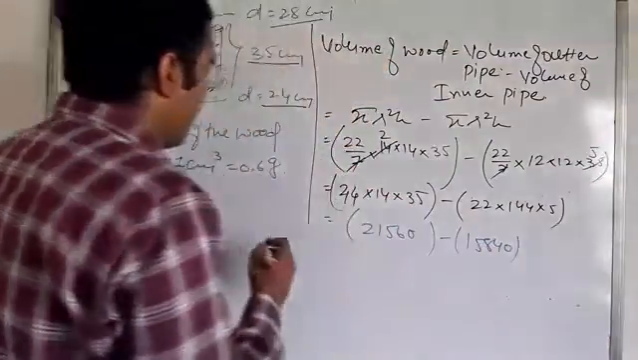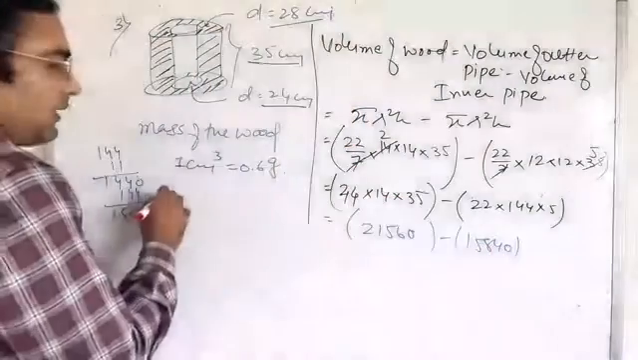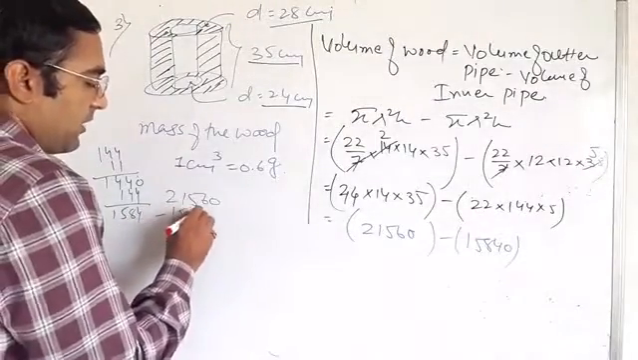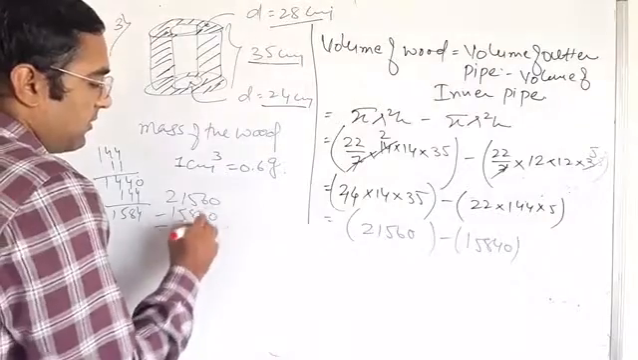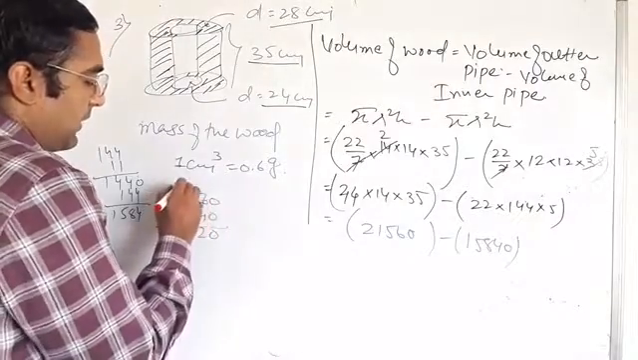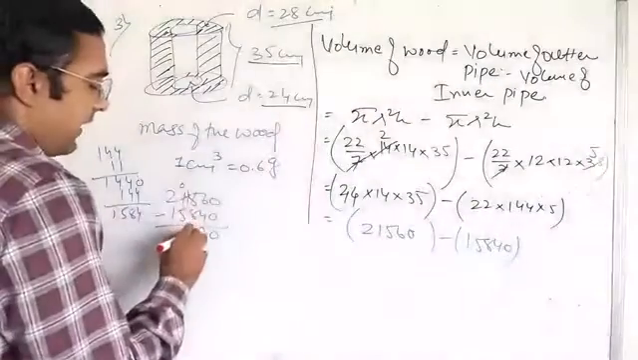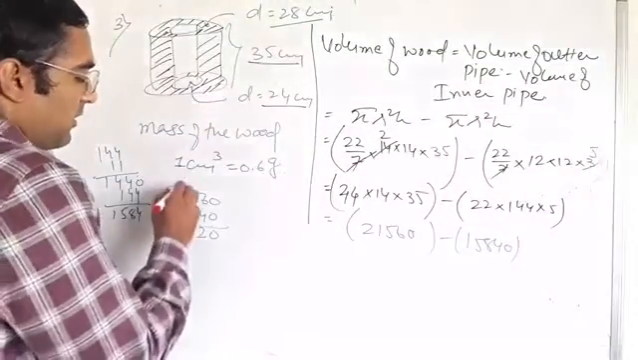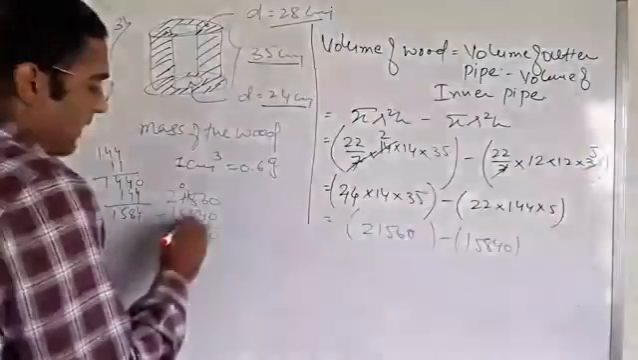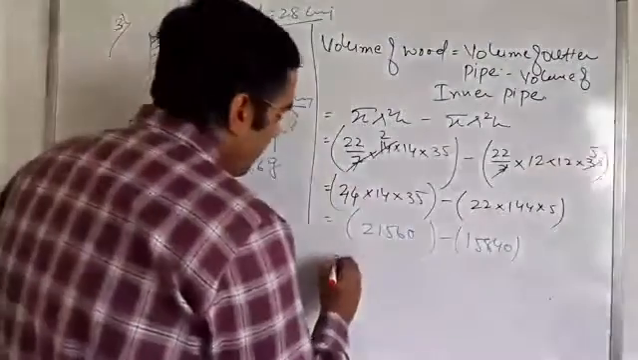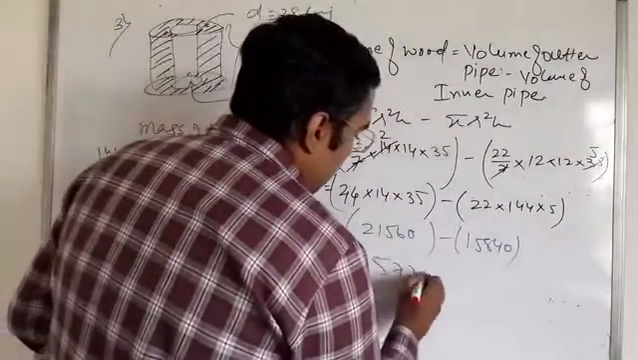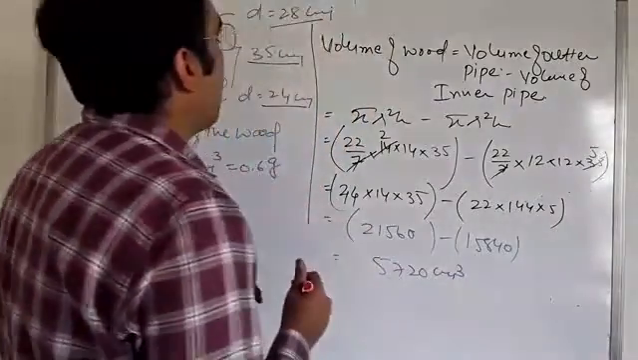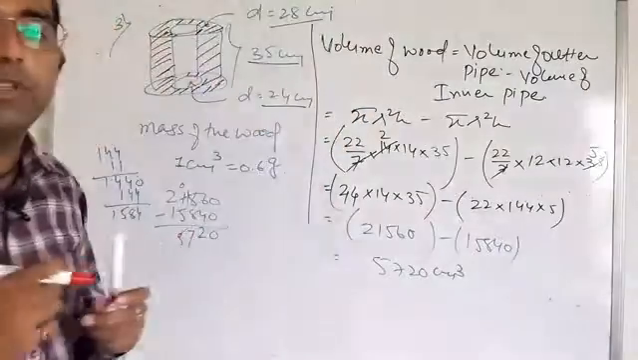Now subtract them, that is 21560 minus 15840, that is 5720 centimeter cube. 5720 centimeter cube is my answer. That is my volume of the wood.